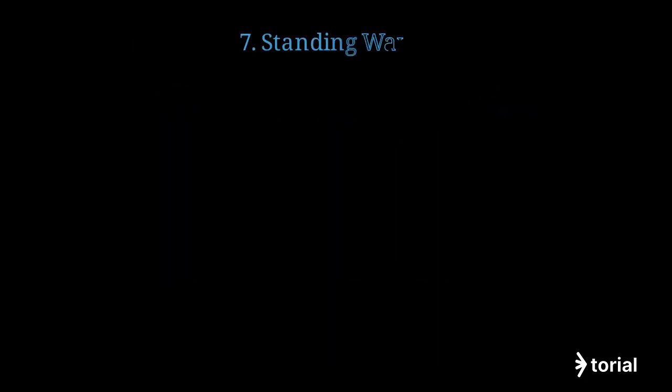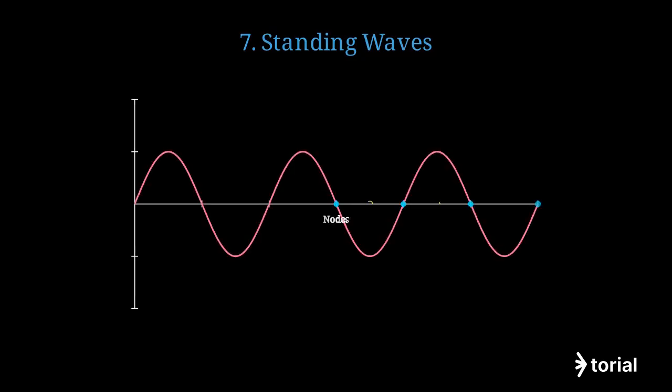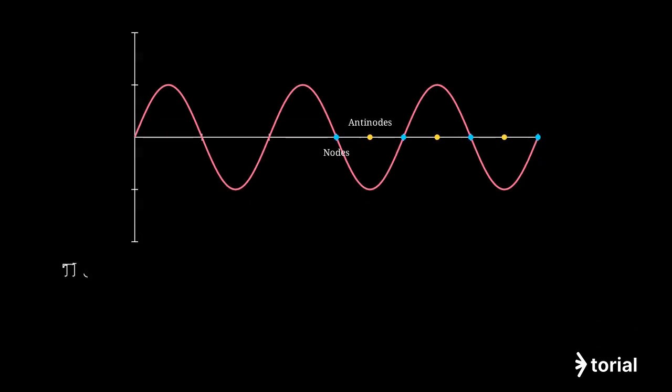A special case occurs when waves reflect and interfere with themselves. Standing waves form when waves reflect and interfere, creating stationary points called nodes that don't move and antinodes that oscillate with maximum amplitude. Standing waves are fundamental to how guitar strings and organ pipes produce specific musical notes.